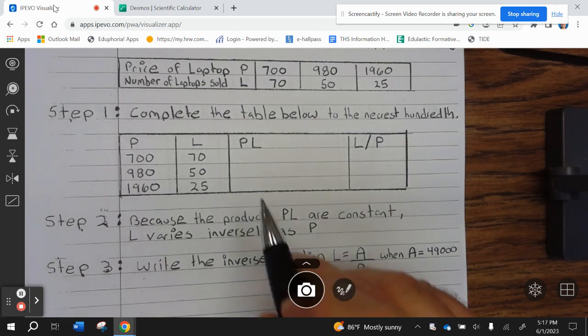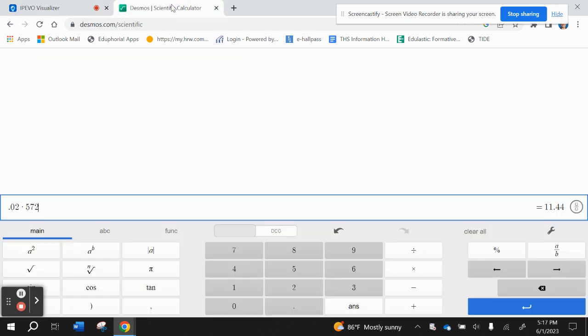All right, so we're going to do the product of P times L. Okay, so that's 700 times 70, and then that's 980 times 50, and then that's 1960 times 25. So they all equal 49,000.